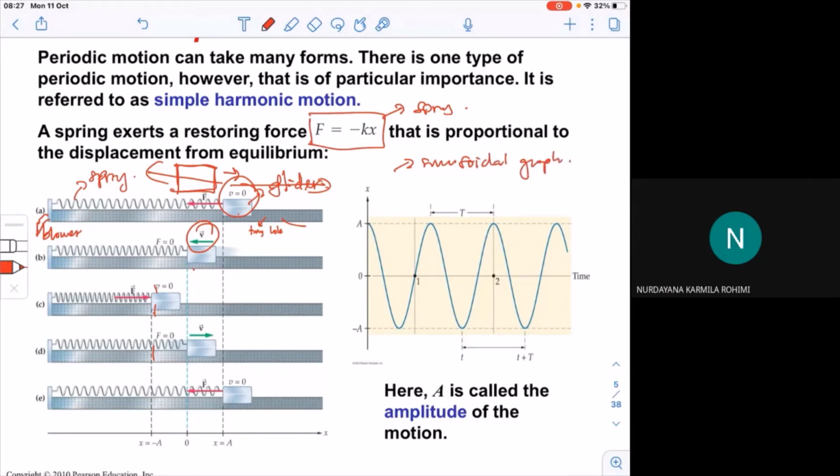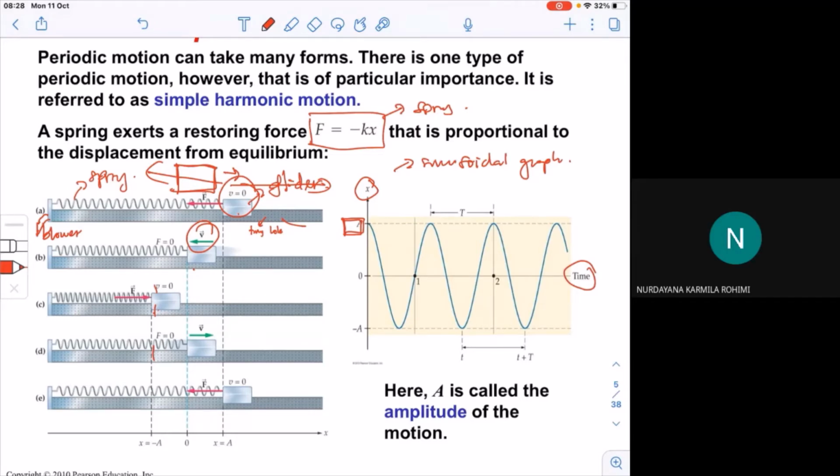Okay, it is a sinusoidal graph. So we can plot the graph of x versus t, x versus time. Try to imagine that. This is where the position of the original one, the glider, is. The glider is at x equals a.